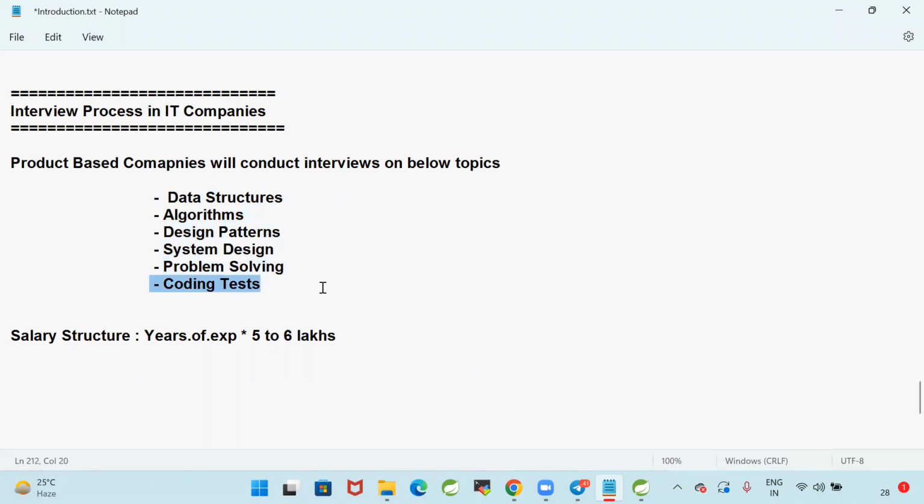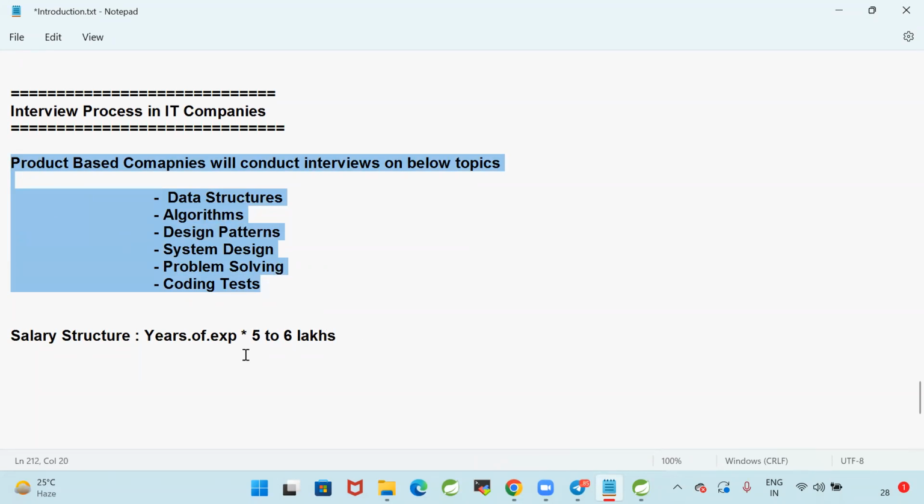They will conduct the coding round. They will give you a task and you need to write the code for that. The language is your choice. You can write that code in Java or Python or JavaScript or C, whatever it is. They will check your analysis skill, your problem solving skill, how you are dealing with the data. That is the most important part when you go for product-based companies.